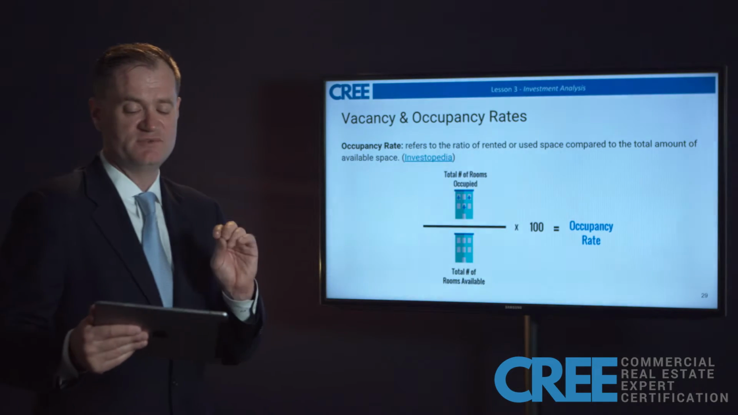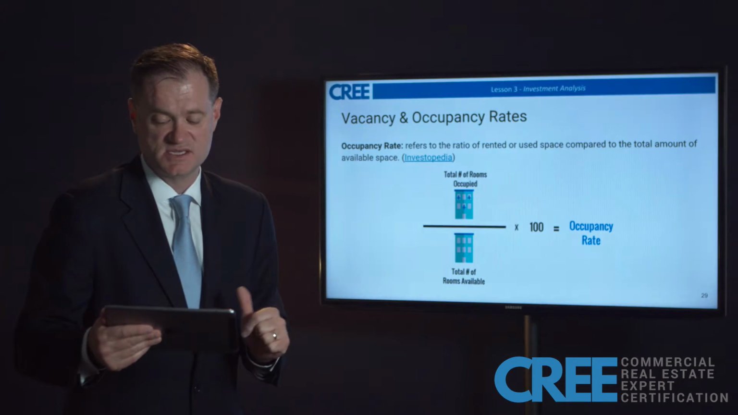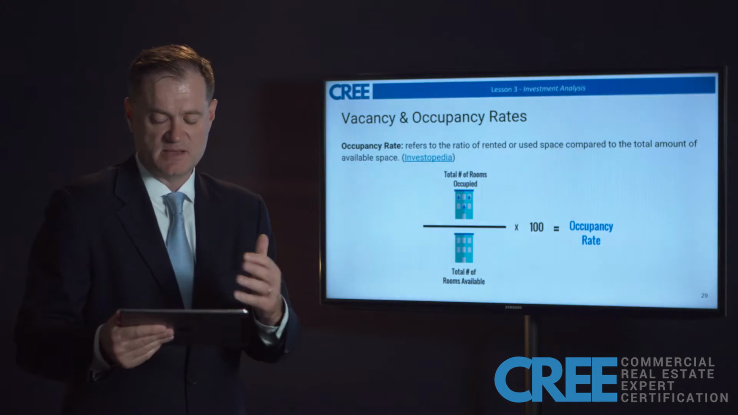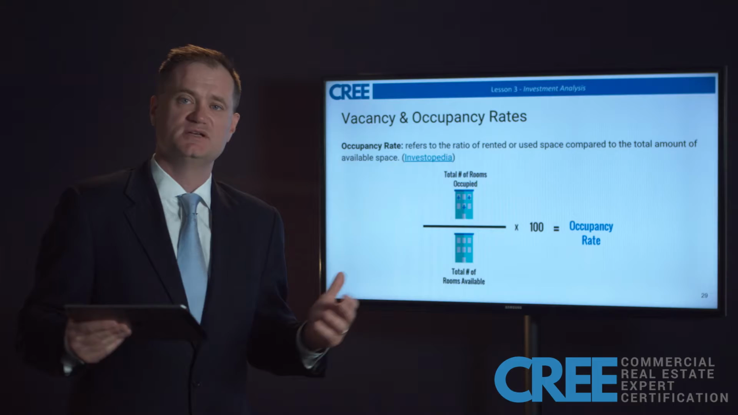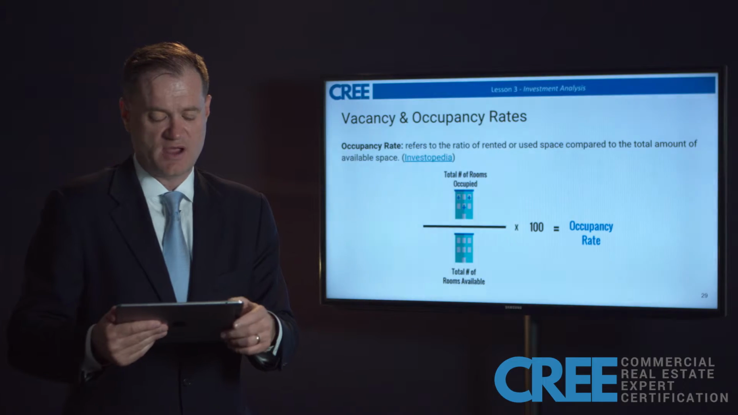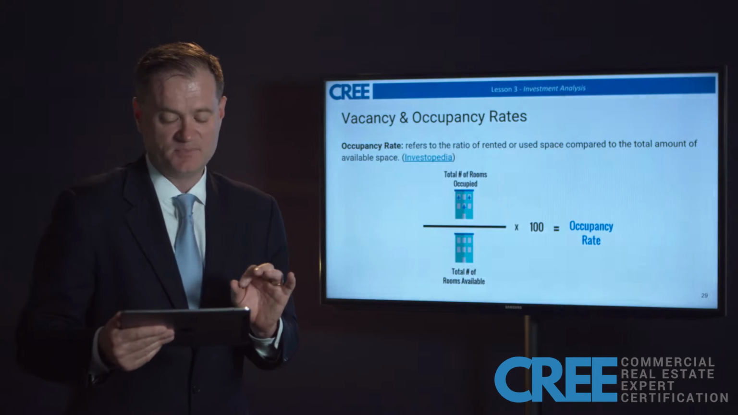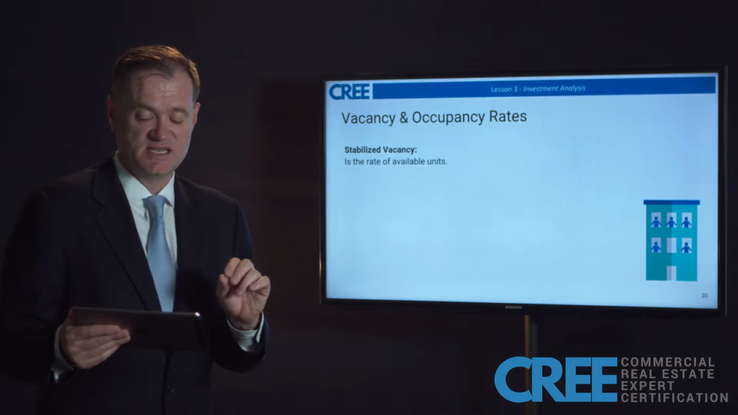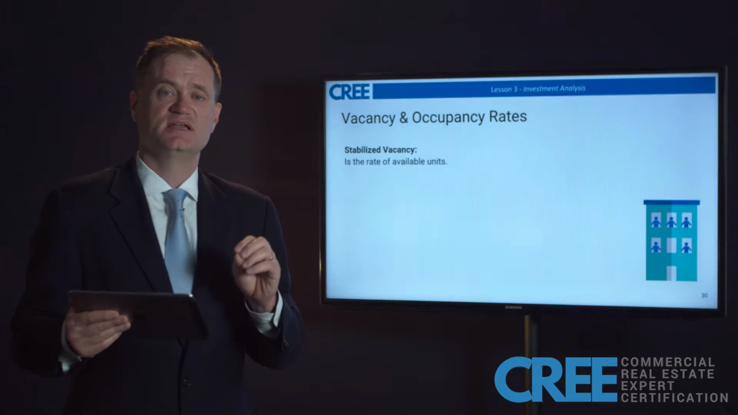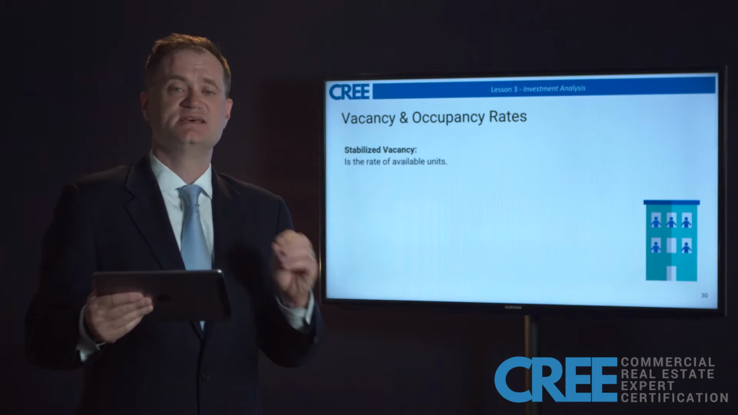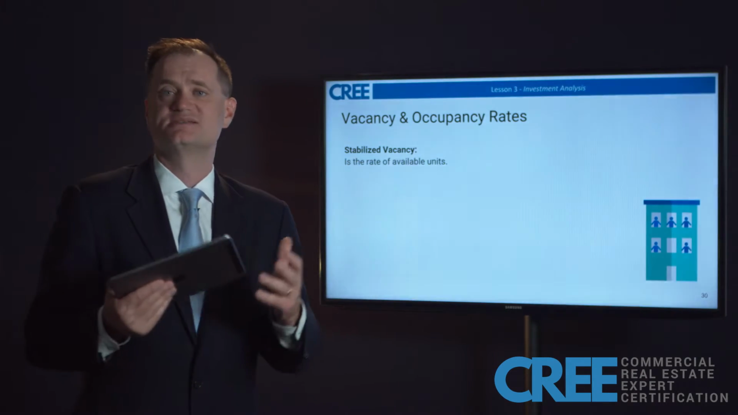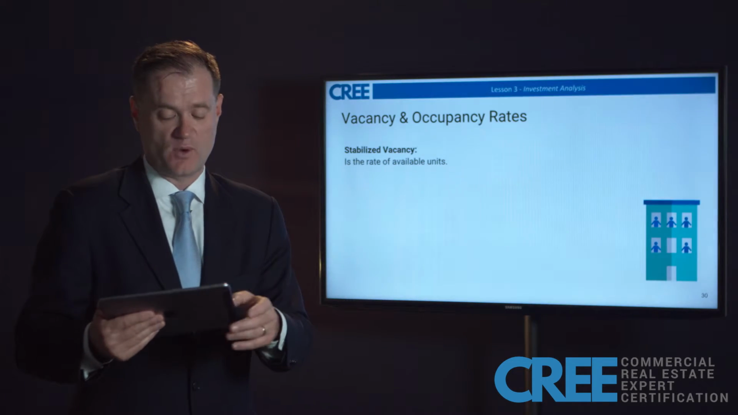Here's just a quick way of coming up with the vacancy and the occupancy rates. We just take the total units occupied, divided by the total units available, times 100, and that gets us the occupancy rate. It's a percentage, should be fairly easy, but here's the math. You can click on the link if you want more information on how to calculate that. So again, stabilized vacancy is essentially the market vacancy, the rate of available units. It is the vacancy rate that exists in the market, looking at all the properties combined. It would be an average, if you will, is another way to look at that.